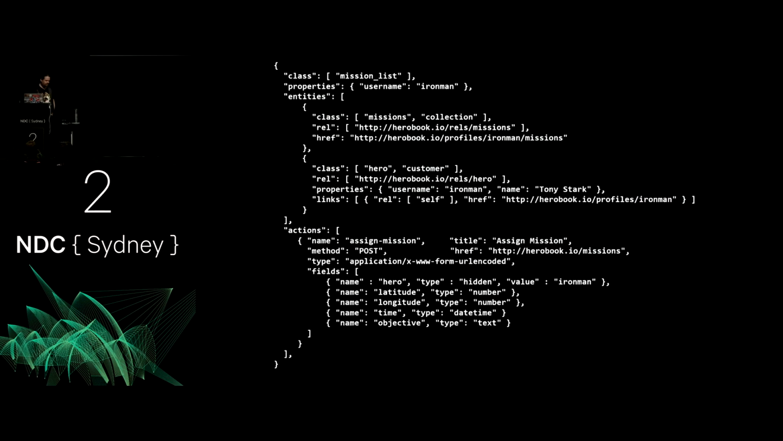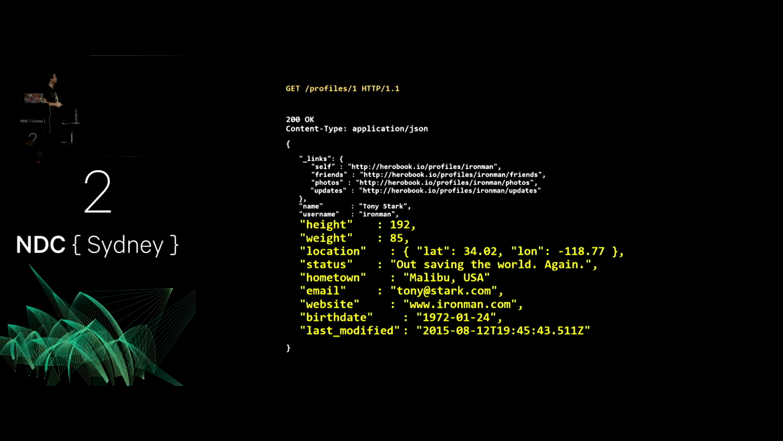OK, let's enrich our API a little bit. So we're going to go back to profile, and we're going to start adding a whole bunch more data so we can get really, really stalky on people. So we are going to add height, weight, location, status, hometown, email, website, birth date, last modified. We've got all of this rich information, all this great stuff on there. Now we want to go in and update it.